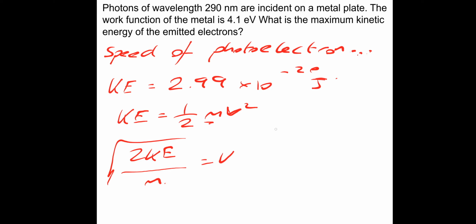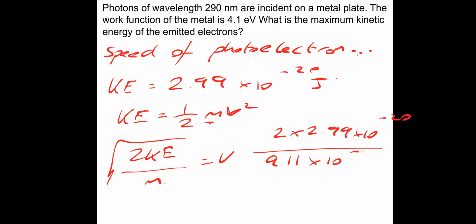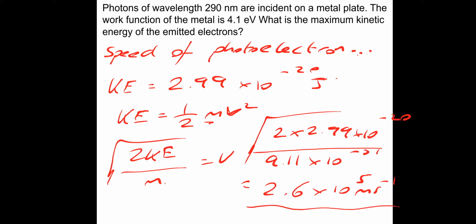So we've got 2 lots of 2.99 times 10 to the minus 20 divided by the mass of an electron. So you should know this by now. Maybe you had to look it up, but that's okay. But it's 9.11 times 10 to the minus 31 kilograms. And then square root our answer. And that gives a speed of 2.6 times 10 to the 5 meters per second. If you got that, well done. Let's move on to the next one.